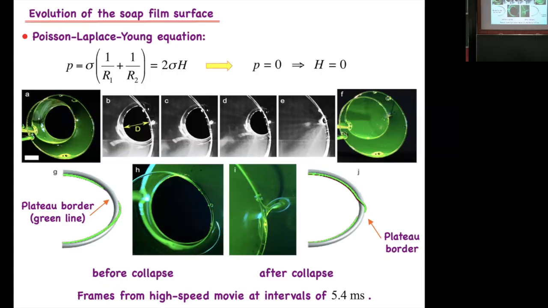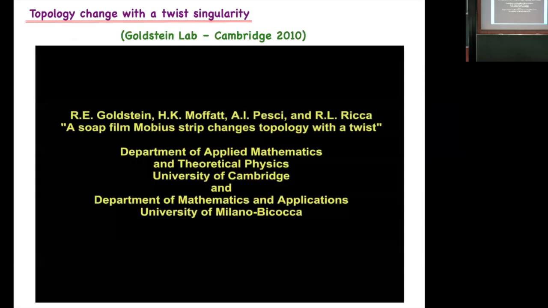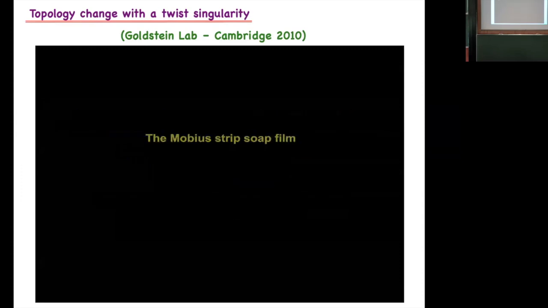Frames are from high-speed movies. These things immediately involve a lot of money, 100,000 euros, because you want a high-speed camera, lasers, computing, following the computer evolution, etc., etc. So this is his movie from Ray Goldstein. Okay, so a soap film Mobius strip changes topology with a twist.